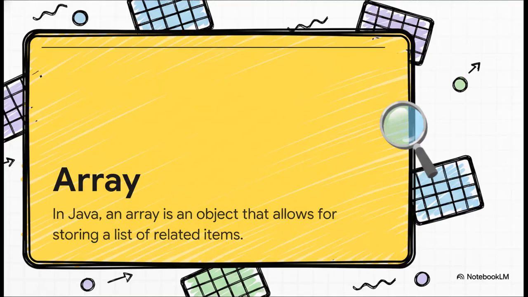So what is an array, really? At its heart, it's just a data structure that lets you store a whole list of related things, all under one single name. It doesn't matter if you're using Java or Python or C++, the idea is the same. It's a collection, a list, a container, all rolled into one.